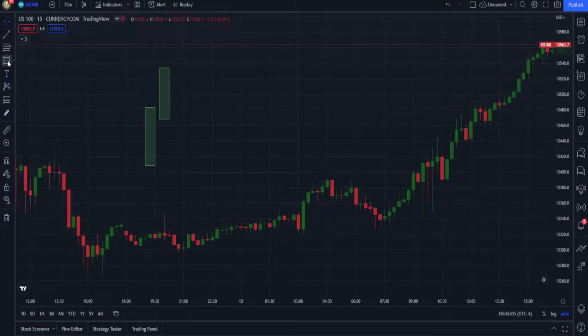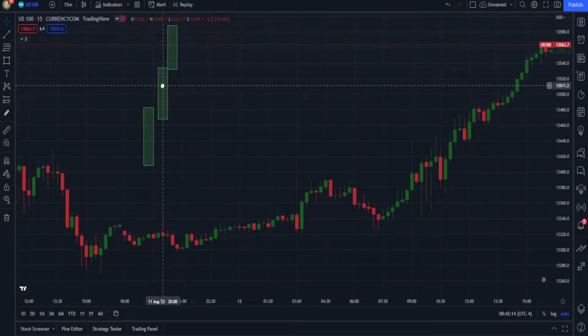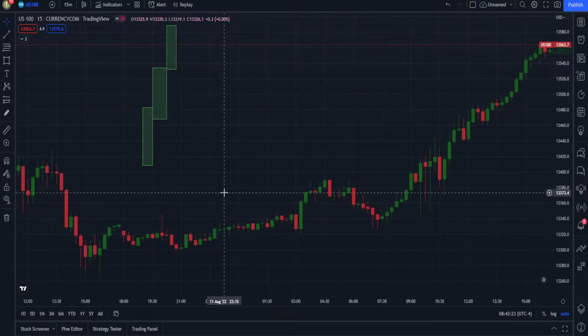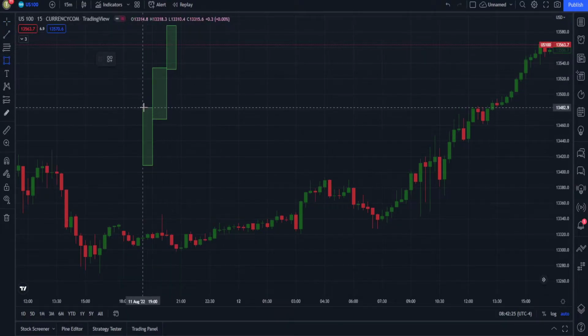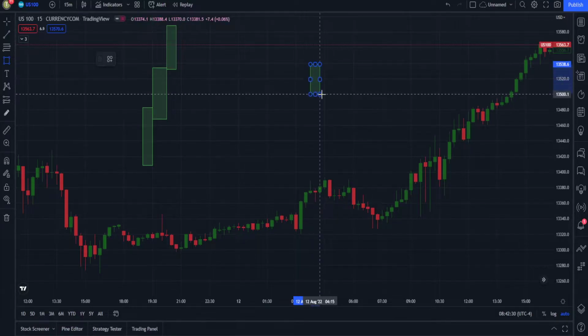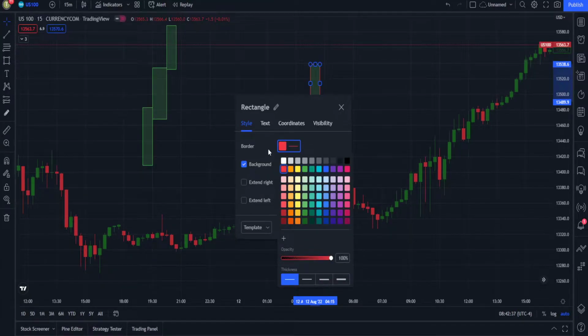bullish gap. Okay, so if I say a bullish gap, you know what to look for, and if I say a bearish gap, you know what to look for. Now, so here's the first gap. This is a bullish gap. Now let me draw a bearish one.